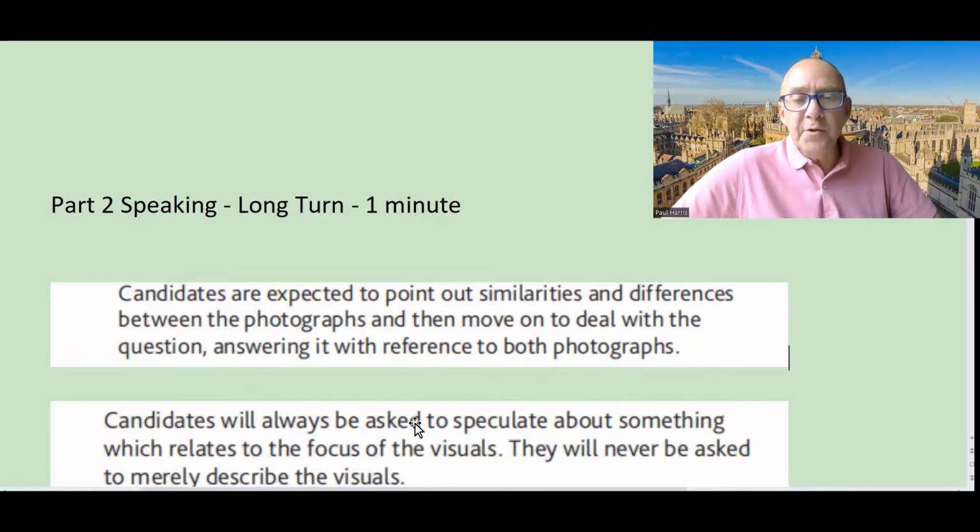The candidates will also be asked to speculate about something in relation to the photographs. It will not be necessary, and they will not be asked, to describe the visuals. So you can see here the difference between what you're expected to do at B2, which would be very much this idea of describing what you can see, and the difference here with C1, where you're having to answer questions and as well talk about similarities, differences, and to include something about speculation.